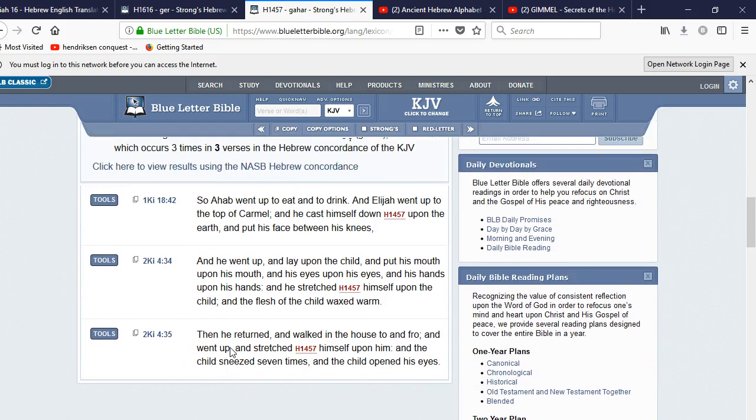Why do I think that's interesting? And you can see it's got three occurrences. 1 Kings 18:42, so Ahab went to eat and drink, and Elijah went up to the top of Carmel, and he cast himself down upon the earth and put his face between his knees. He bent or crouched himself upon the earth with his face between his knees.